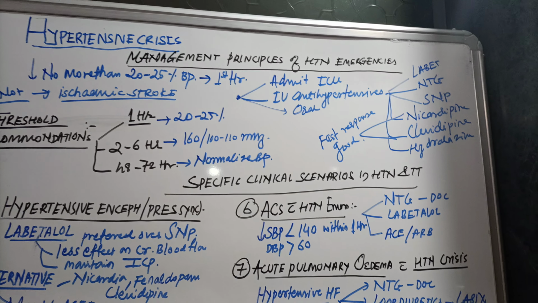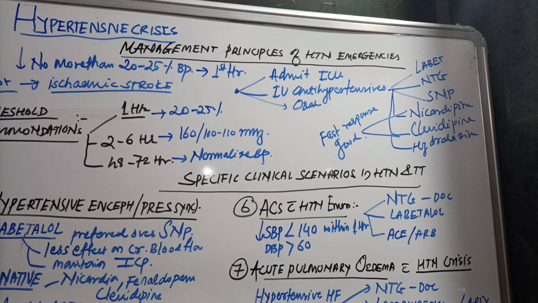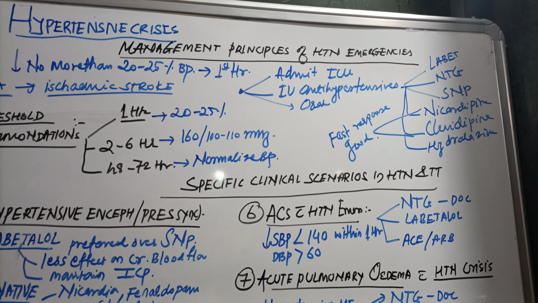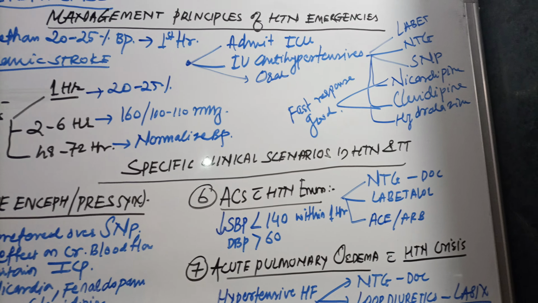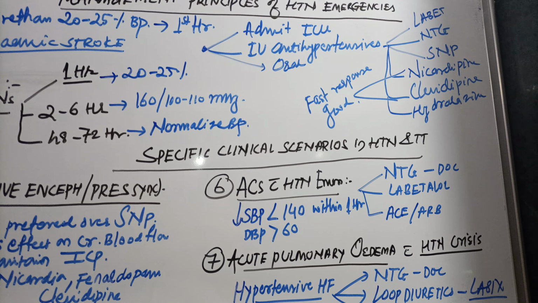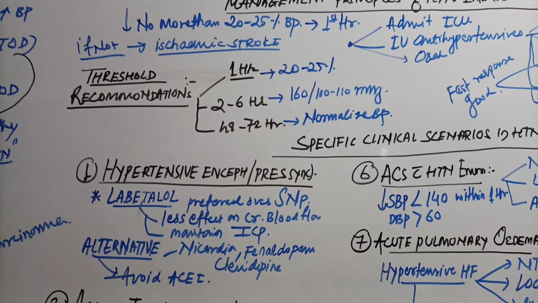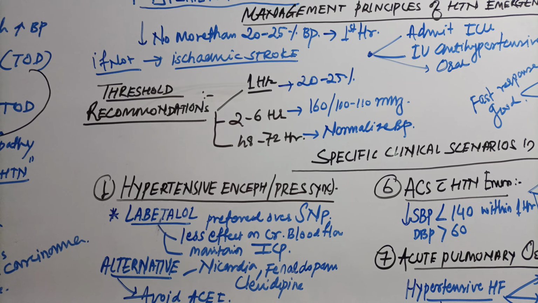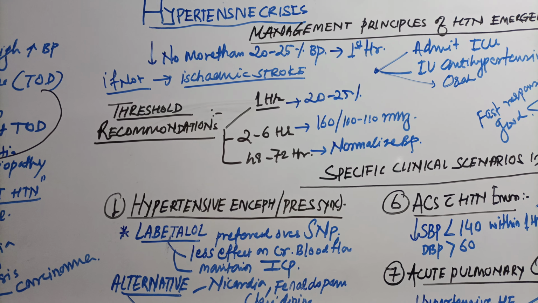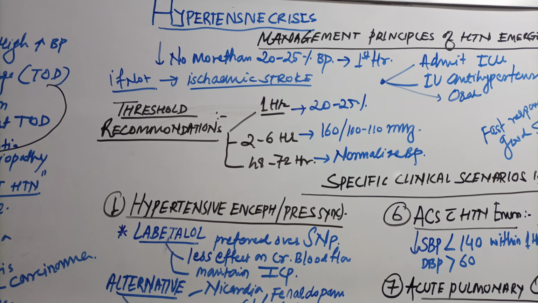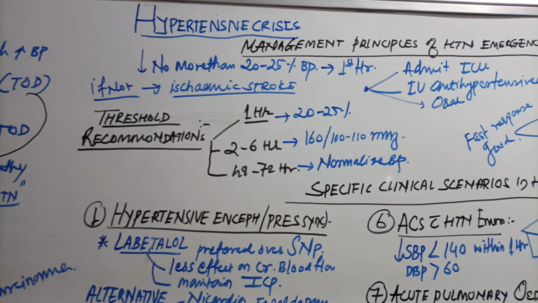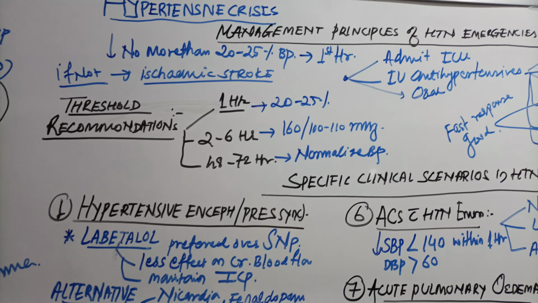So we should admit the patient to ICU. IV antihypertensives, oral antihypertensives can be used. IV antihypertensives most commonly used are labetalol, NTG, sodium nitroprusside, nicardipine, clevidipine, and hydralazine. So what are the threshold recommendations? In the first hour, we should not decrease blood pressure by more than 20 to 25%. In 2 to 6 hours, we must decrease blood pressure to systolic 160 and diastolic 100 to 120 millimeters of mercury. In the next 24 to 72 hours, we can normalize the blood pressure.